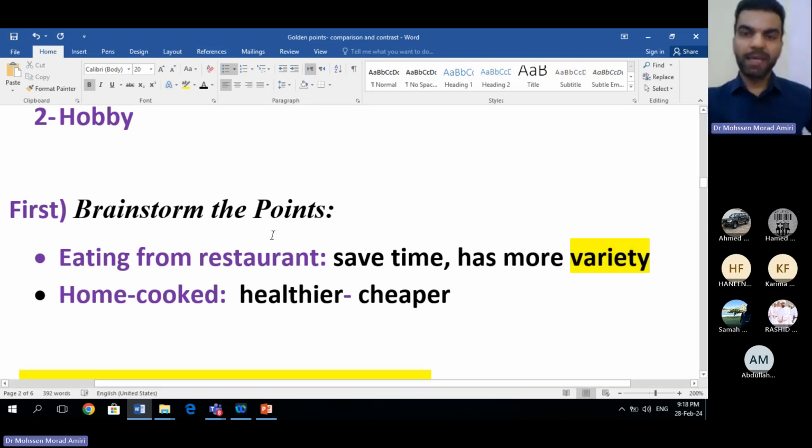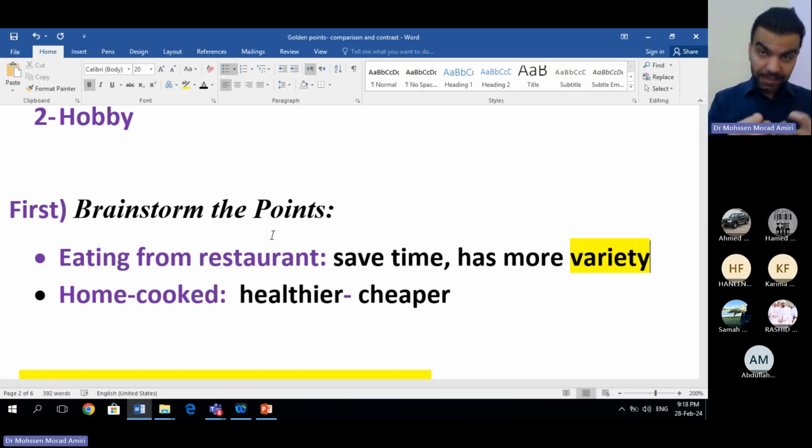Variety. Of course, in restaurants, we receive many varieties. You can use this level 2 vocabulary: there are many varieties in the restaurants. There are many food varieties in the restaurants. Or, eating from restaurant can save a lot of time of people. It can save time.